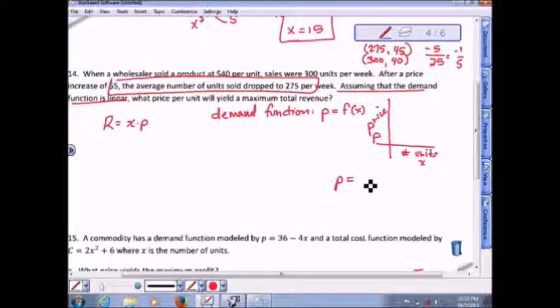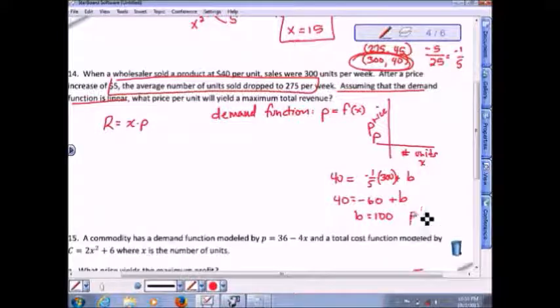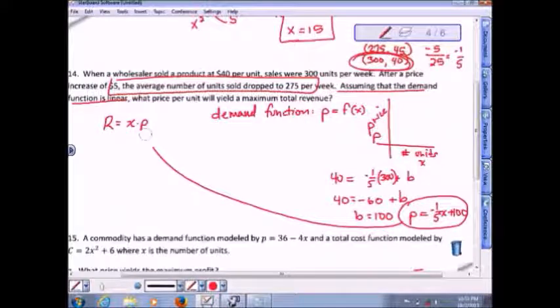Now the price function is linear, so it's of the form y equals mx plus b, so we know the slope is negative 1/5 x, but we don't know this b value, so we can choose one of the points and use it as x comma p. So p can be replaced with 40, x can be replaced with 300. Negative 1/5 of 300 is negative 60. If we add 60 to the other side, b is equal to 100. So the price function p becomes negative 1/5 x plus 100. Now that we know p, we can plug that in here to find the revenue function.